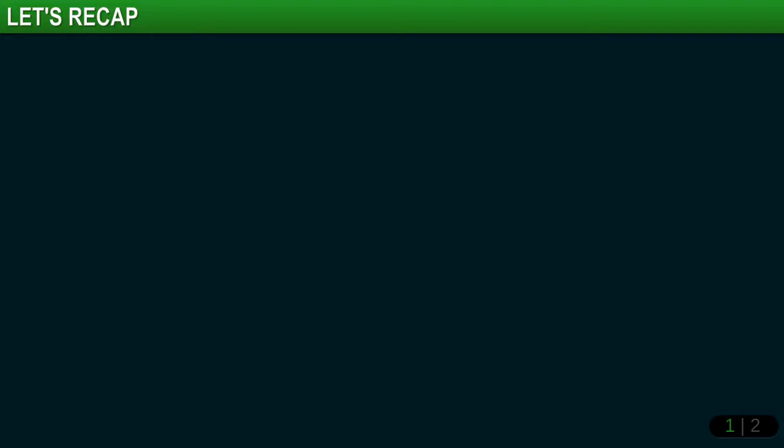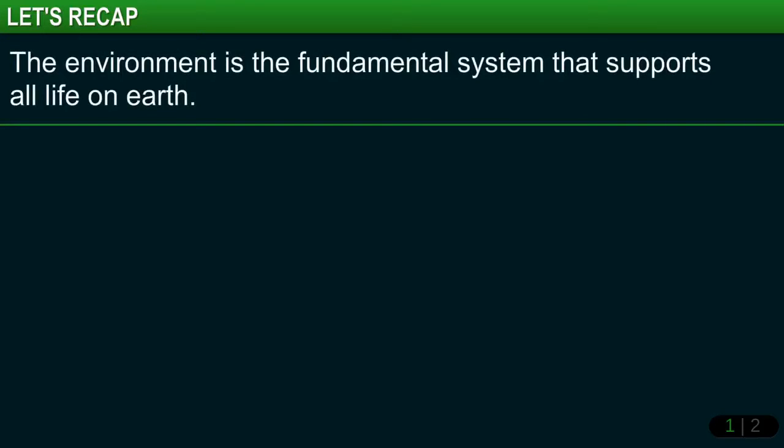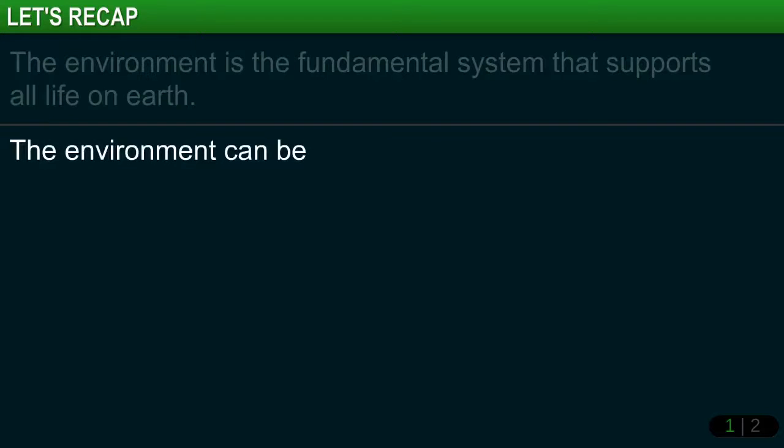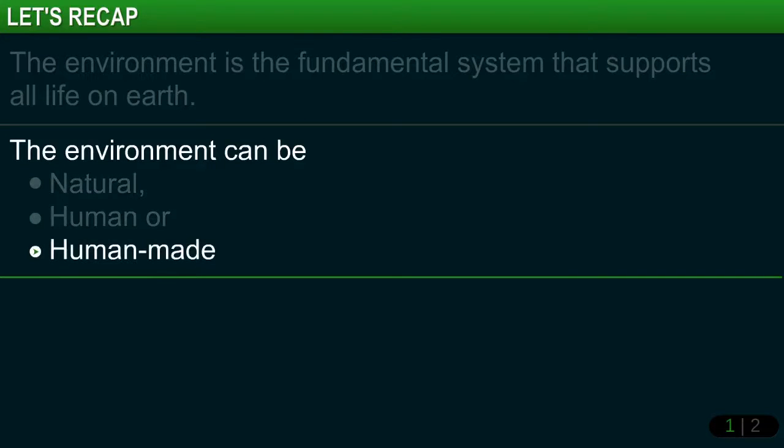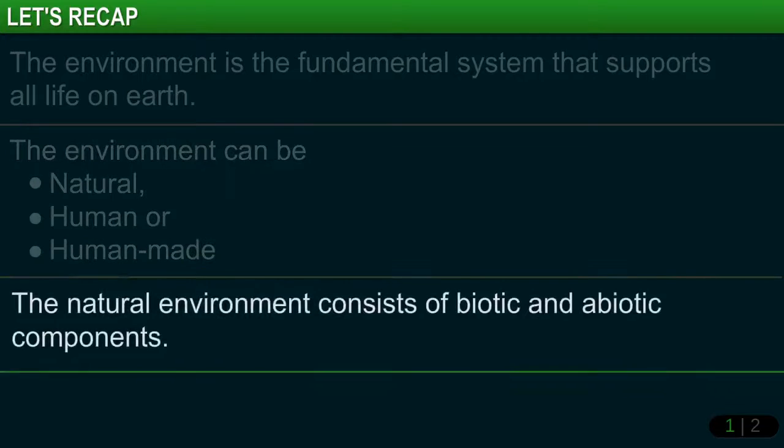In this module, you learned that the environment is the fundamental system that supports all life on Earth. The environment can be classified into natural, human, and human-made environment. The natural environment consists of biotic and abiotic components.